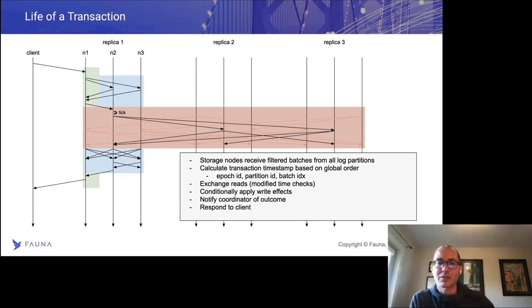So if nothing has been modified between the read and this point in the transaction processing, we haven't violated serializability, and the system is allowed to actually write those effects. The writes are applied to storage, and the coordinator is only waiting for one response from any one of these. The first storage node that finishes processing its copy of the transaction sends back to the coordinator the transaction timestamp that was actually generated, and whether or not we could actually apply effects.